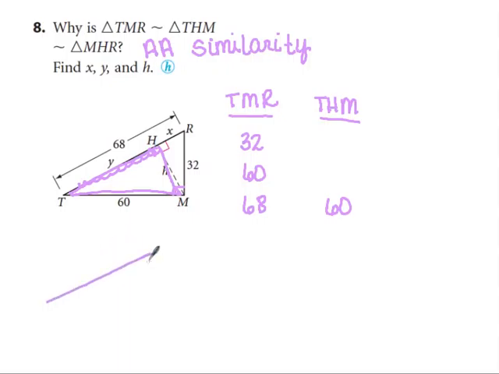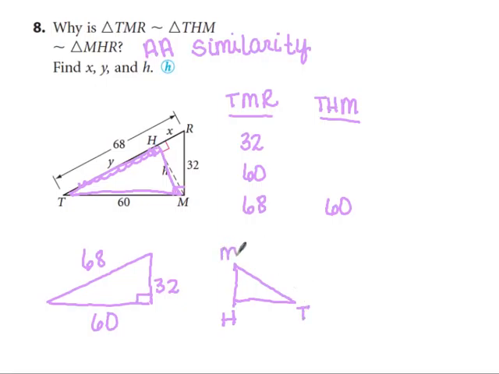This is what you might want to do here. If you are doing this and you're struggling, let's draw them out this way. So here we go. 60, 68, 32. Then let's go ahead and write that one out. Oops, let's try that one again. That was a bad line. Now this one is actually THM. So here's H, here's T, and here's M. So HM we know is H. We know that TH is Y. And what's TM?